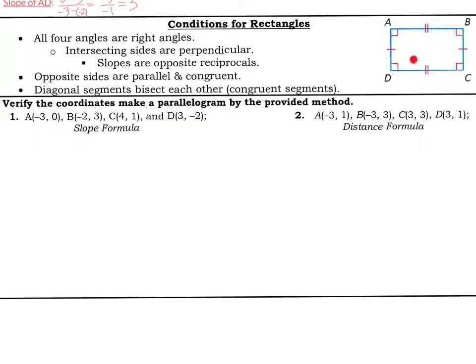So the diagonals like BD and AC will be congruent. So that actually makes a little less work for us to do on the distance formula. And I'll show you what I mean when we get there. But first, let's do this slope formula. And again, we're going to look for opposite reciprocal slopes.